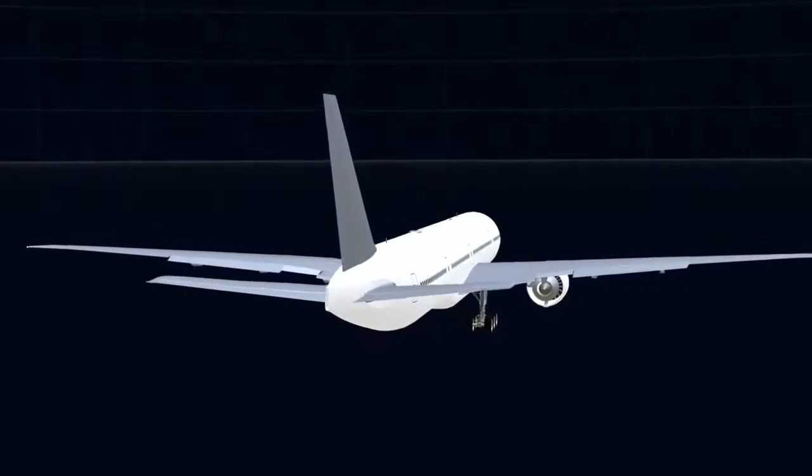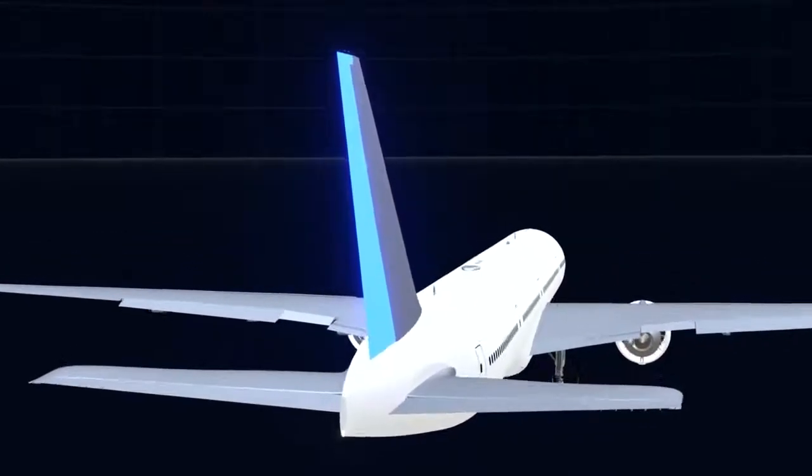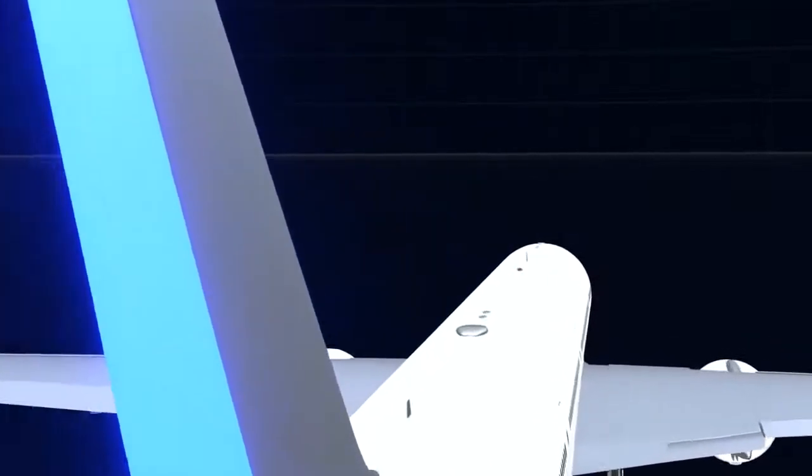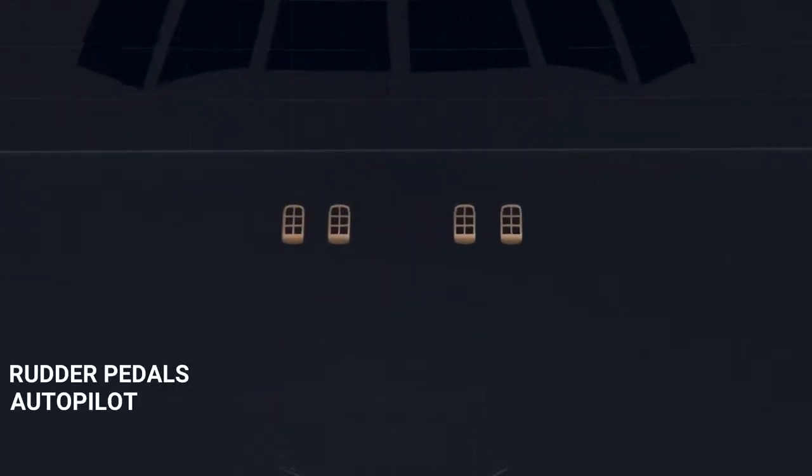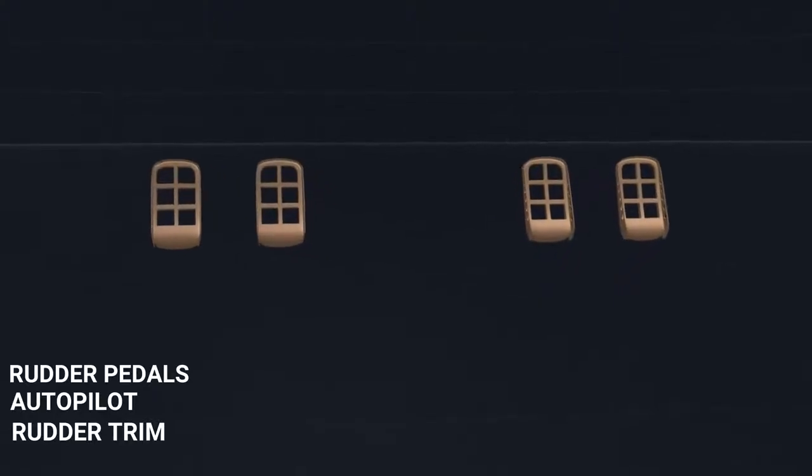In the third part of the 777 flight control series, we will operate the rudder of the aircraft. The rudder provides yaw control, and can be operated using 3 different inputs: the rudder pedals, autopilot command, and the rudder trim system. Let's start with the rudder pedals.